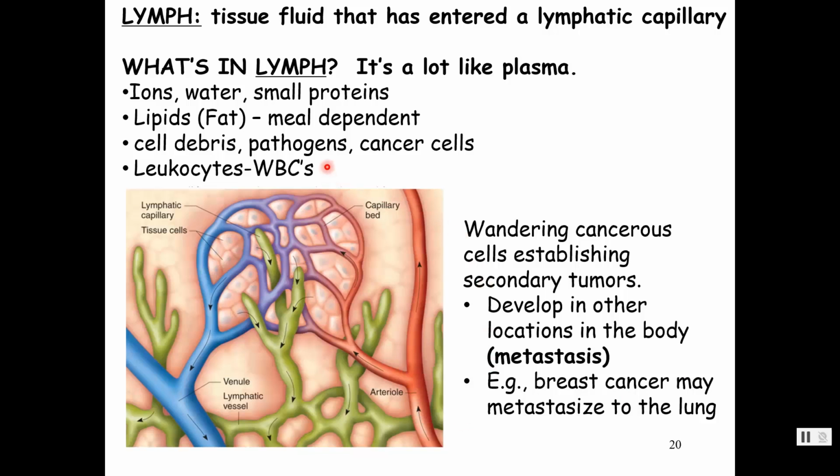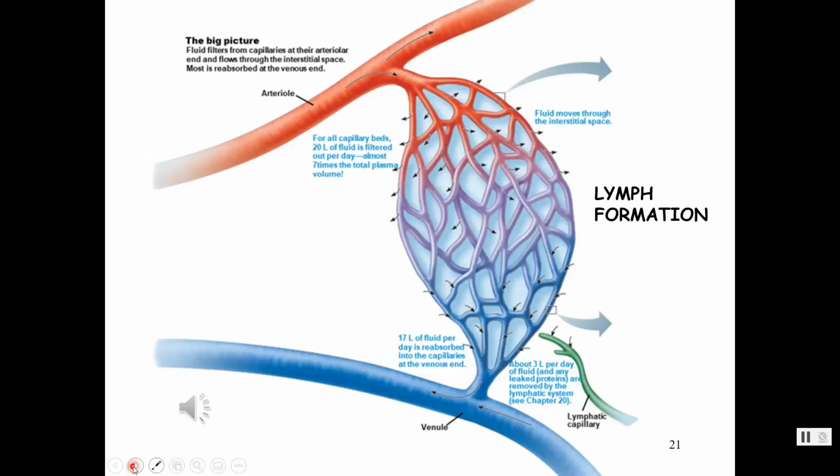Also, what's going to be in our lymphatic system are lymphocytes and other white blood cells, so our leukocytes, our immune fighters.